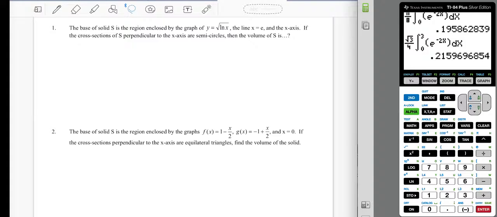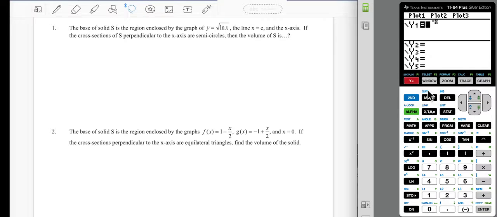The base of the solid S is a region enclosed by the graph of y equals the square root of ln of x. Let's take a look at that. The line x equals e, so we'll keep that in mind. And cross sections of S perpendicular to the x-axis are semicircles. Okay, so you have an idea in mind for that.